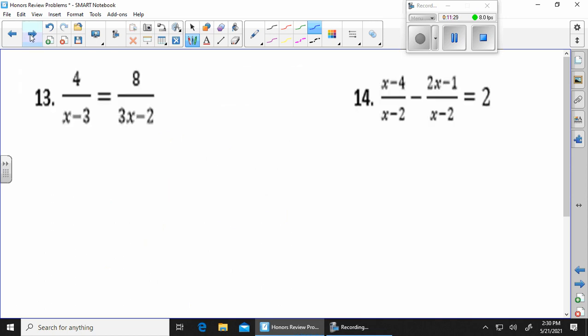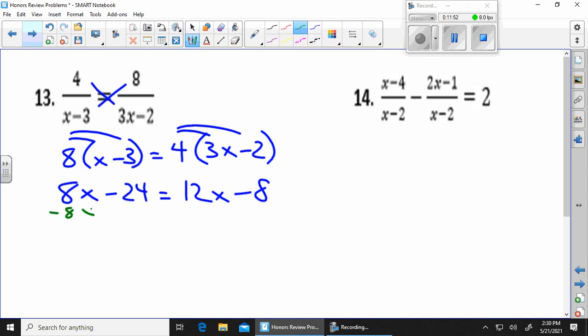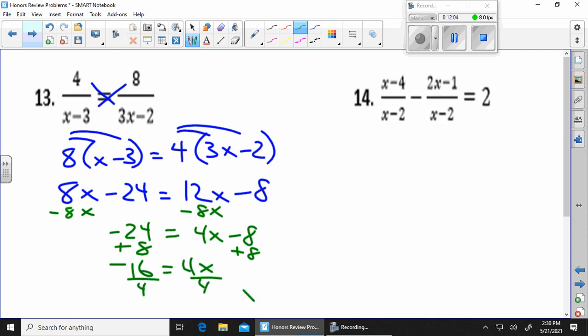Last two. Last ones we did. Rational. 13 is a proportion. If it is a fraction equal to a fraction, one diagonal multiplied equals the other diagonal. 8x minus 24, 12x minus 8. So then this is like the very beginning. Subtract 8x, however you do it. Add 8. Negative 16 equals 4x. Divide by 4. X is negative 4.